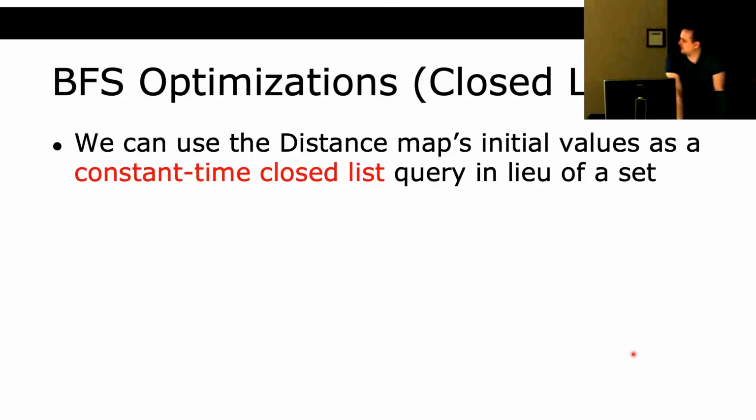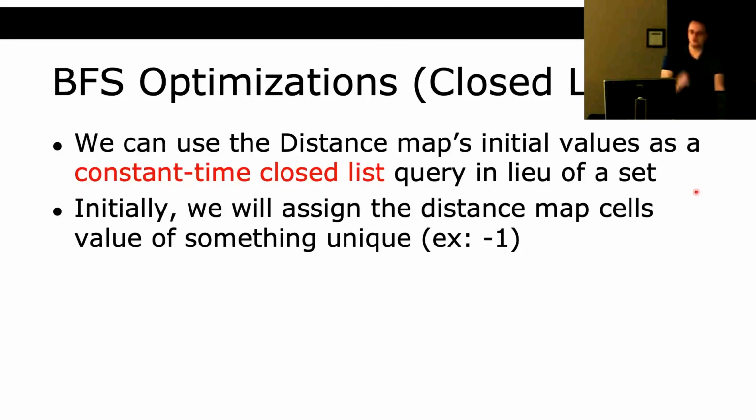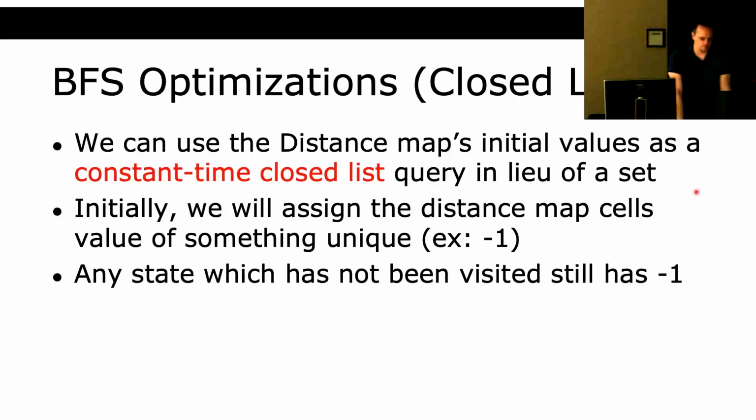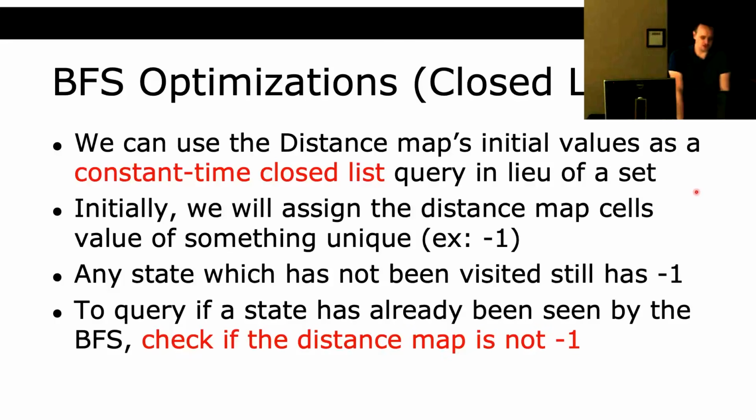The interesting thing is, if we were to do a vector field, which we're not for assignment 1, we can use the distance map's initial values as a constant time closed list query in lieu of using a set or another dictionary. So initially, we're going to assign all of the cells a value of -1, and any state which has not been visited yet has a value of -1.